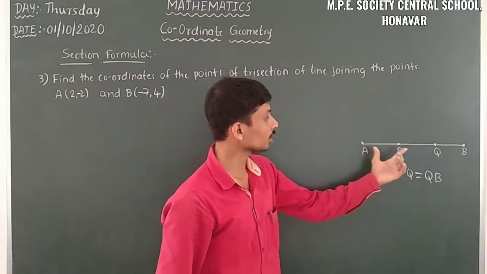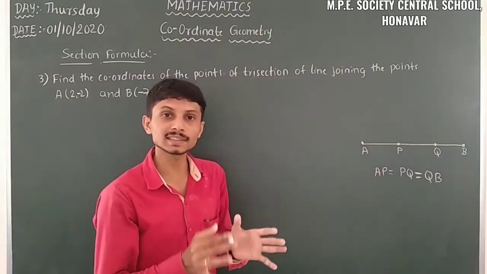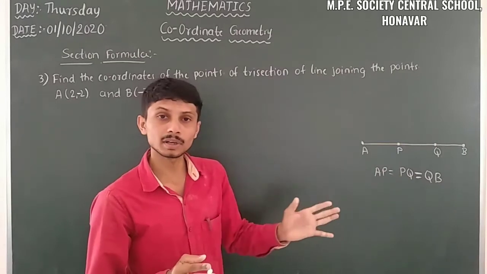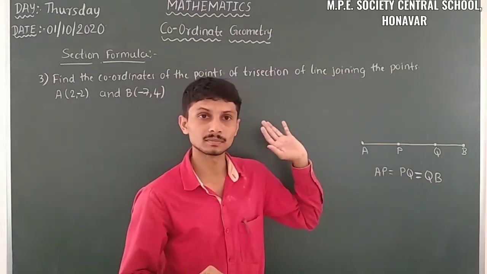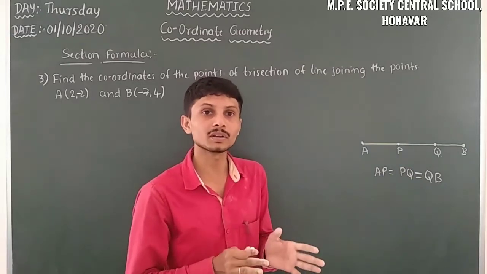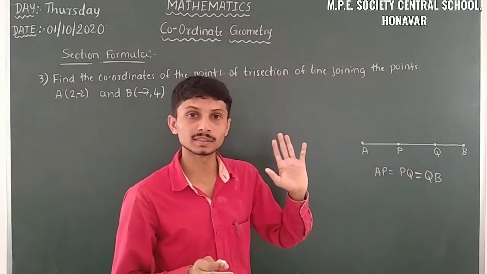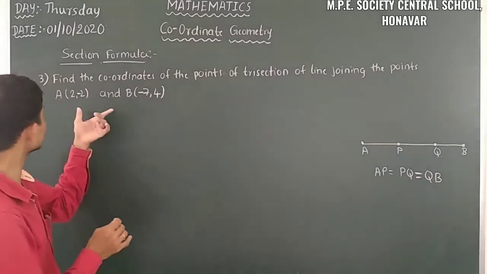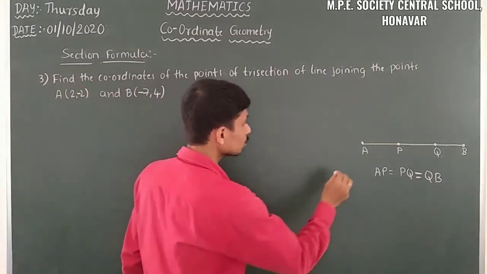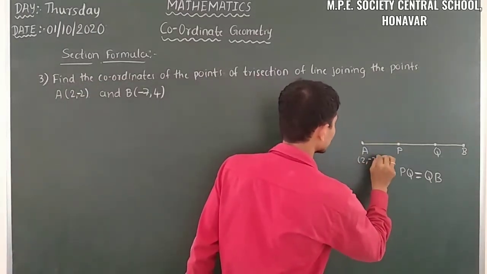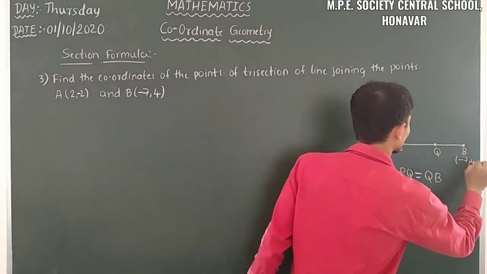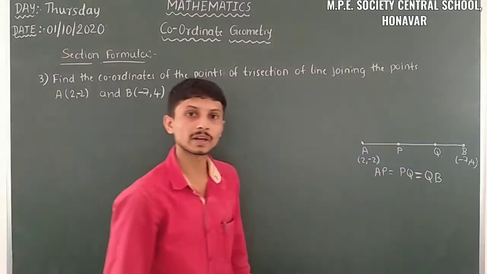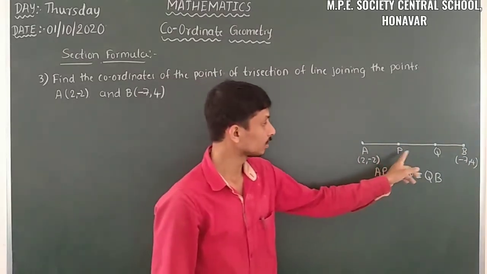So here all the distances are the same, that means trisection. The line segment is split into three parts by the two points here. We have to find those coordinates. What is given here? A of (2, -2, 2, -2)... A(2, -2) and B(-7, 4). Here we have to find the coordinates.